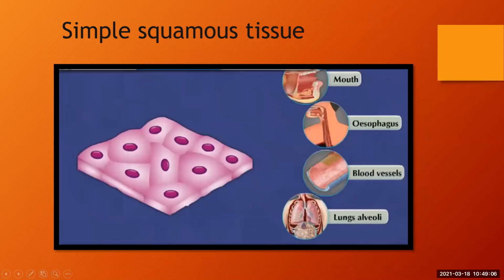Now, let's see one by one. First, we are going to see the simple squamous tissue. You can see the shape of the cell. It is squarish.